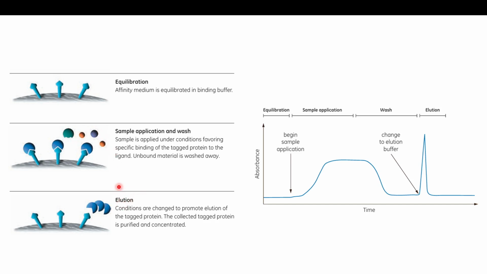And then you put in elution buffer, where you use another molecule having higher affinity for the ligand attached to the matrix. So the ones which had formed interactions with the ligand on the matrix will be eluted away. Conditions are changed to promote the elution of the tagged protein. In this case, the collected tagged protein is purified and concentrated. The same thing: you first equilibrate, you apply the sample, then you start washing, and then start eluting out. Okay.